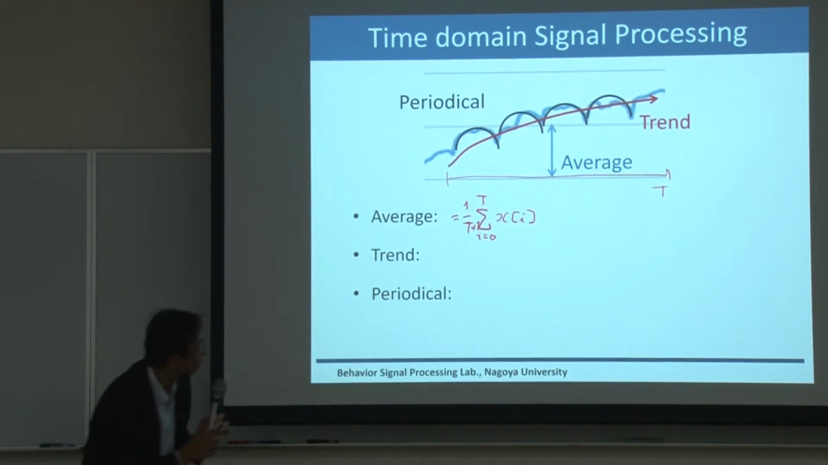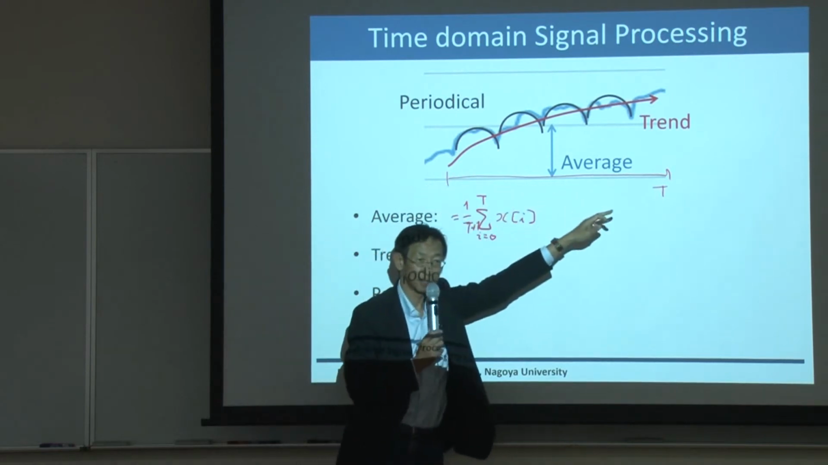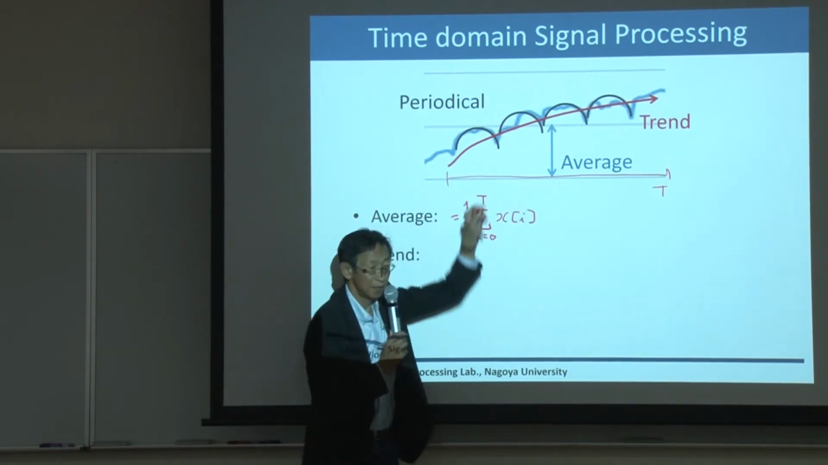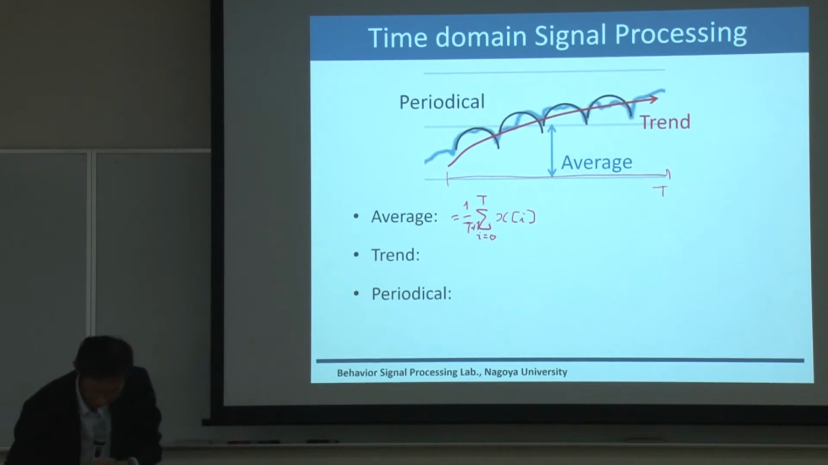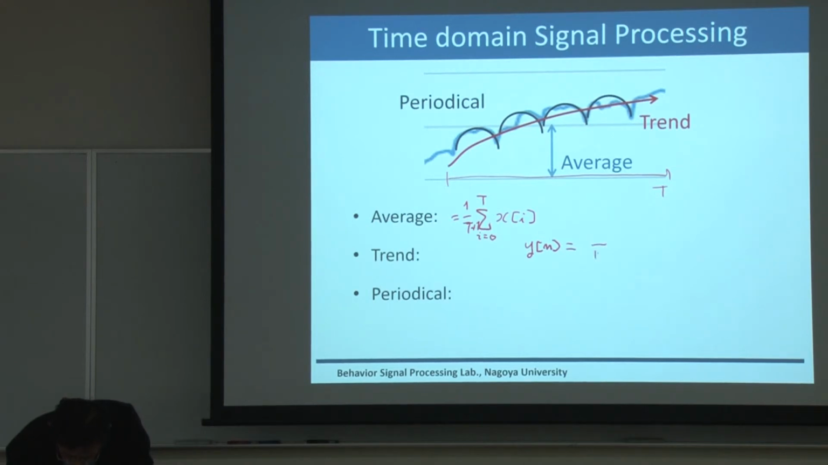Of course, the trend is also a signal because it changes against time. So let's see, a trend can be written like y_n, where y_n is equal to, say, 12. 12 is the number of months, and the sum is from i minus 5 to i plus n.